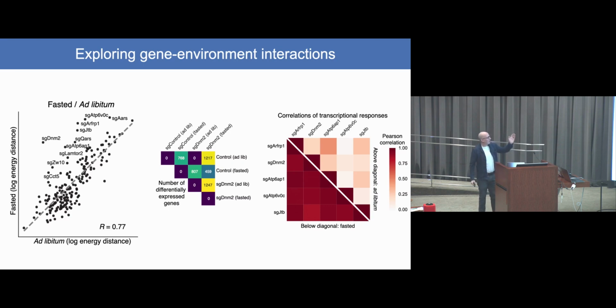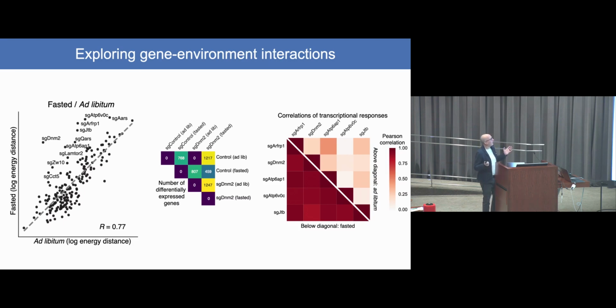We can see in the fasting versus ad libitum, most of the genes have a similar effect, but a set of genes here, really dominated either by the TOR or by the autophagy genes, become much more important and much more interconnected under these fasting conditions. Again, now giving us a chance to understand how TOR and autophagy are working under true physiologic conditions.